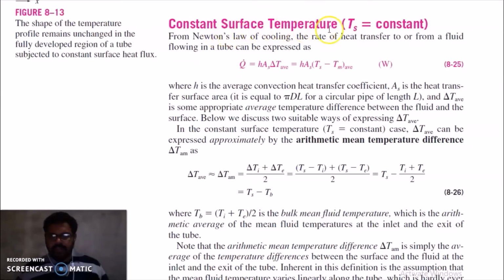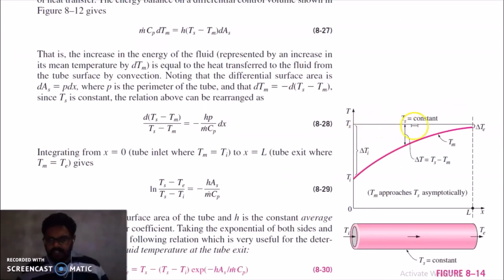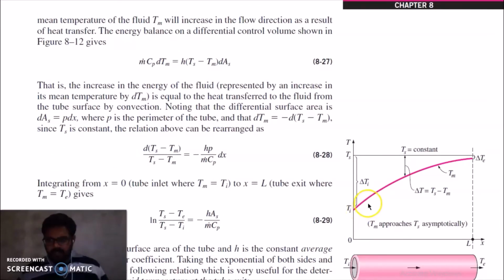Now the constant surface temperature Ts case, where the surface temperature is constant. So in this case, this surface temperature is maintained constant, and the mean temperature of the fluid is varying along the direction of flow, along the length of the tube.